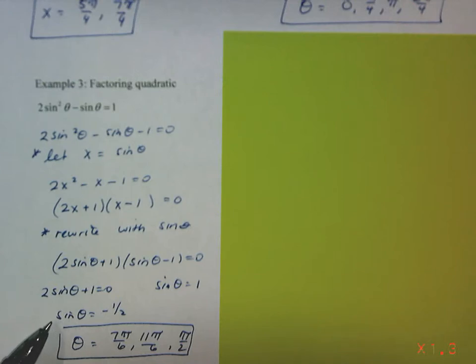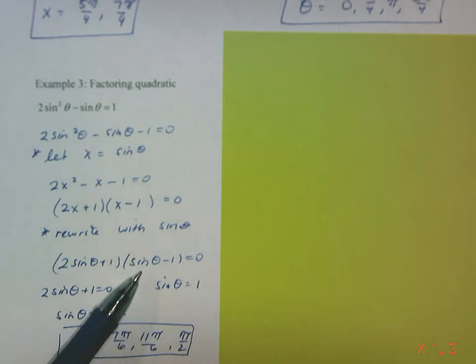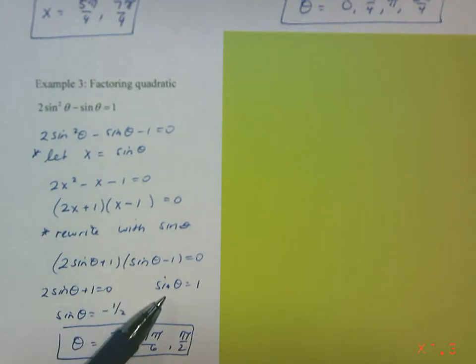Once again, this is in the third and fourth quadrant, so theta is going to be equal to 7 pi over 6 and 11 pi over 6. The second factor gives me sine theta equals 1. Sine theta equals 1 when theta is pi over 2. So my solutions are 7 pi over 6, 11 pi over 6, and pi over 2.